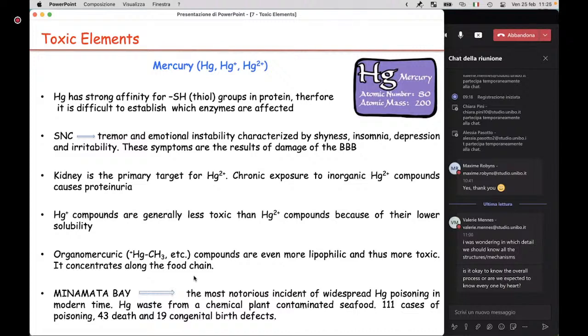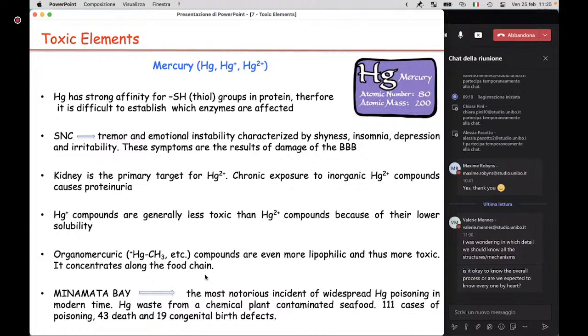And then a bigger fish will eat a lot of smaller fish. Each one of the small fish will have a lot of mercury, so the larger fish will take in even more mercury than each of the small fish, and so forth. So this is the meaning of concentration along the food chain. Each predator concentrates the toxicant more than the prey it feeds upon.